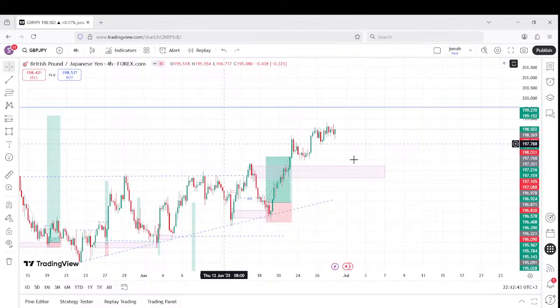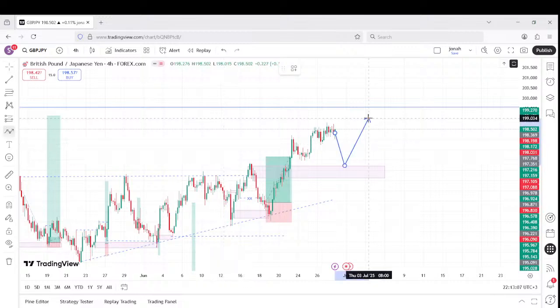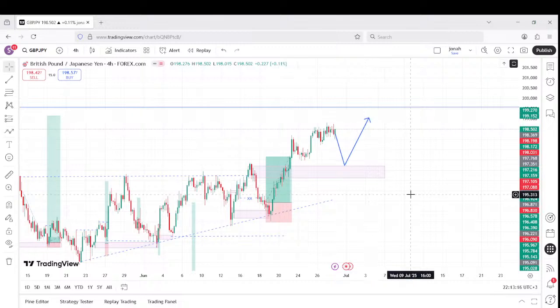I'm watching for further flies from this zone right here, continuing higher. Yeah, that's my next week's bias for GBP. So let me fly on to gold.